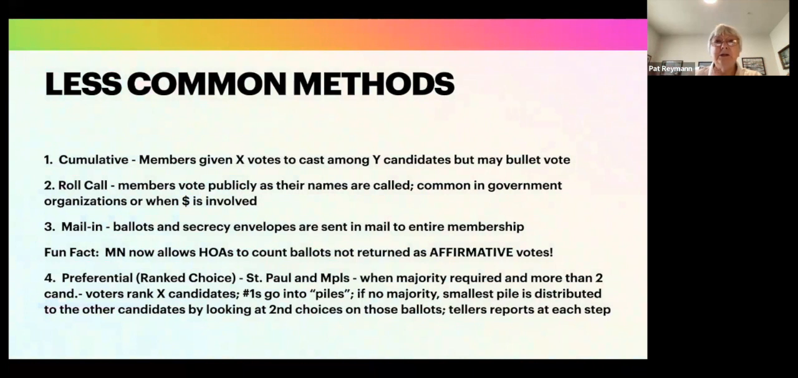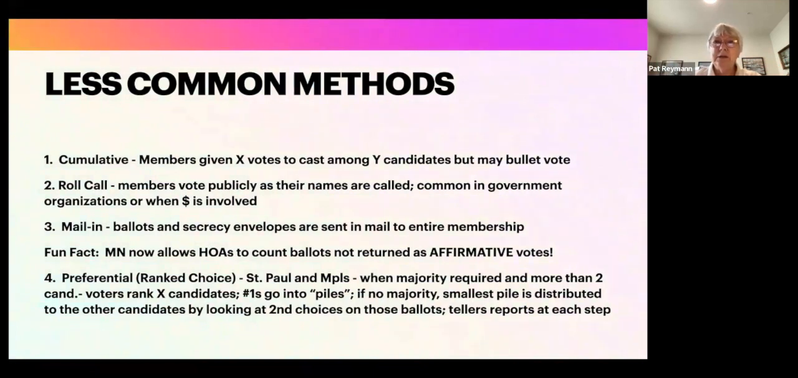And by the way, that does generate a teller's report right there. You're going to have a series of teller's reports in a preferential voting. So in the first iteration, the first count, you would say candidate A got this many number 1s, candidate B got this many, and so on. No one received a majority.